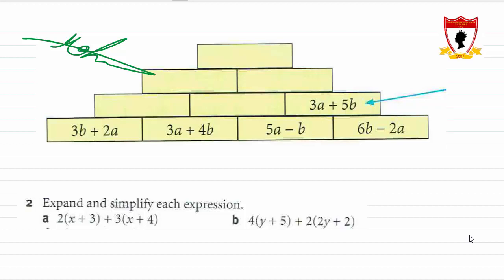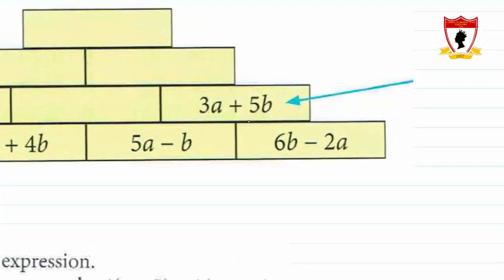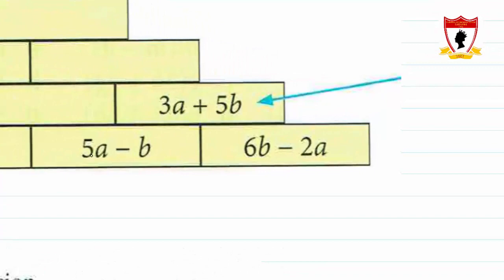Let's get started. The first question here is called an algebra wall, and for this one we need to add two cells to get the one on the top. The first one has been done. How did we get 3a? The a's are here, 5a with negative 2a. Since one of them is positive and one is negative, we subtract them. 5 minus 2 is 3. 5a minus 2a is 3a.